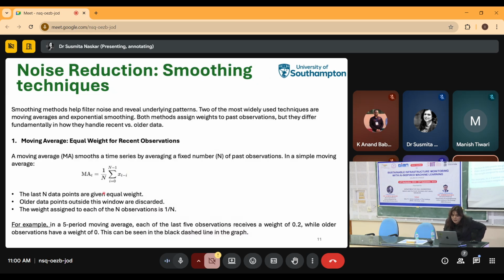Basically, if you look at the example here, in a 5-period moving average, each of the last 5 observations has a weight of 0.2, while older observations have a weight of 0, because we said that older observations are always discarded in this case, okay.